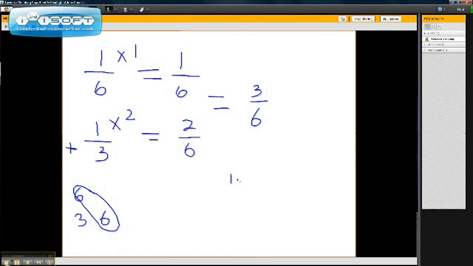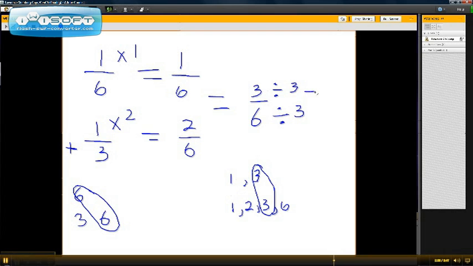So the factors of 3 are 1 and 3. The factors of 6 are 1, because 1 times 6, 2 times 3, 3 times 2, and 6 times 1. So the greatest common factor they share is 3. So divide the top by 3. Let me make a little division sign better. And divide the bottom by 3.